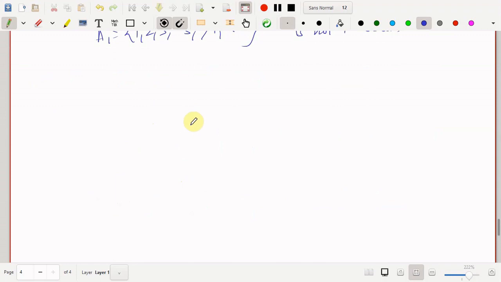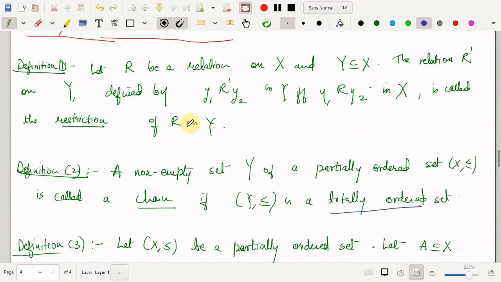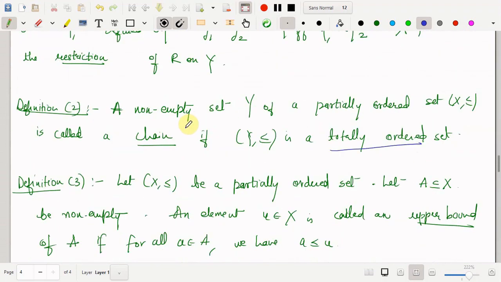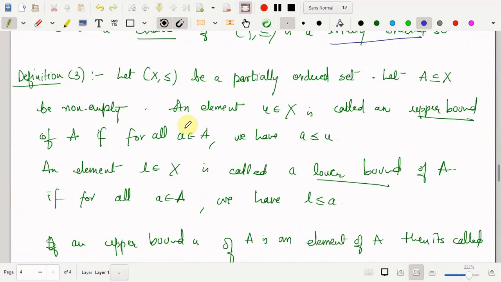So the next term that is defined over there is the lower bound and upper bound. Now this lower bound and upper bound is defined in terms of the order relation.